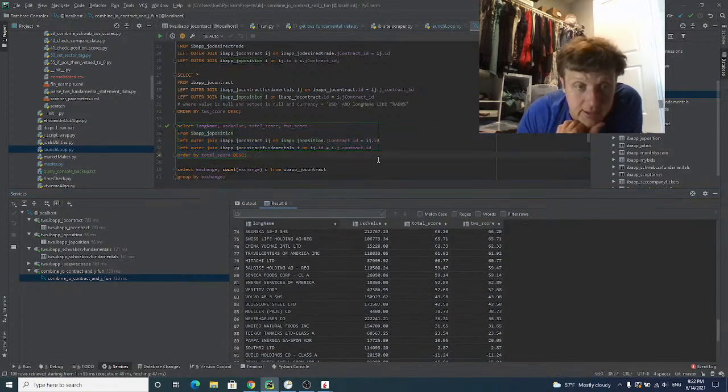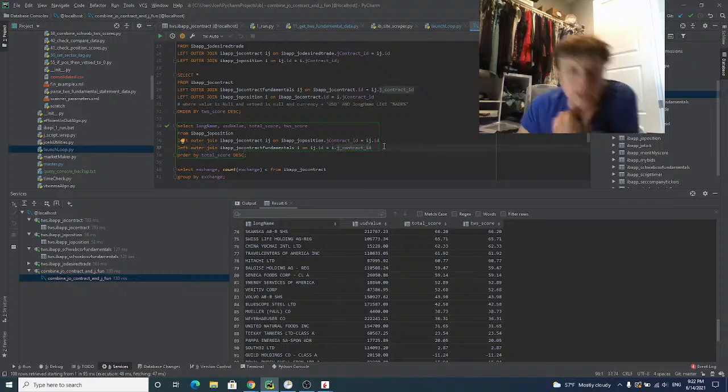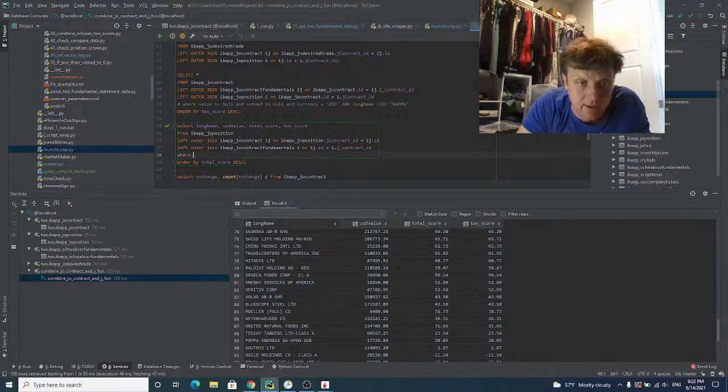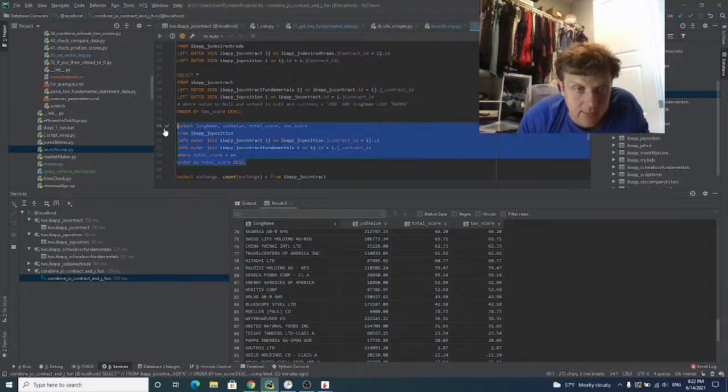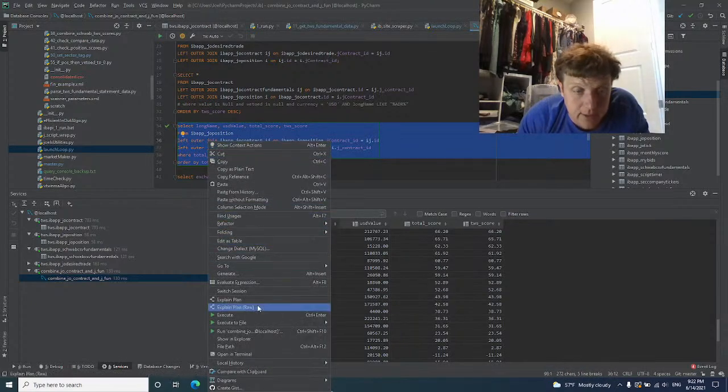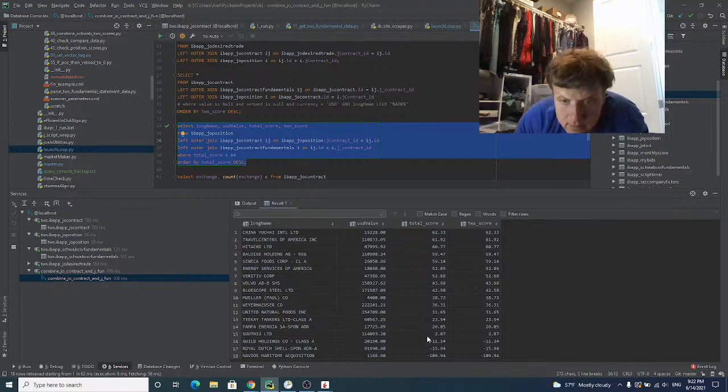So let's take one more look. We're going to do a where, and we're going to say where total score is less than, how about 64? Now let's run this again. Also gives us a little better idea of what we're looking at. Okay, so that's it.